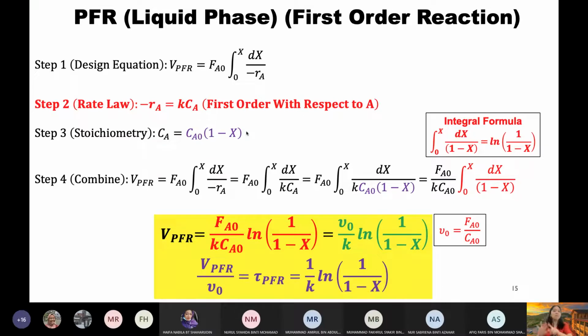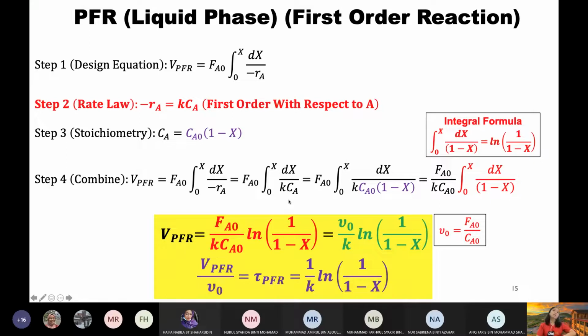So kalau soalan kamu tak memenuhi tiga-tiga syarat ni, equation ni dah tak valid. Dia mesti memenuhi ketiga-tiga syarat ni. PFR, kCa, liquid, only you can use this equation. So let me teach you how to derive. Okay. Sama. We start with the design equation. Volume PFR equals to Fa naught 0 to X dX per minus Ra. Okay, now kita dah tahu rate law kita minus Ra equals to kCa. So I replace minus Ra sama dengan kCa.